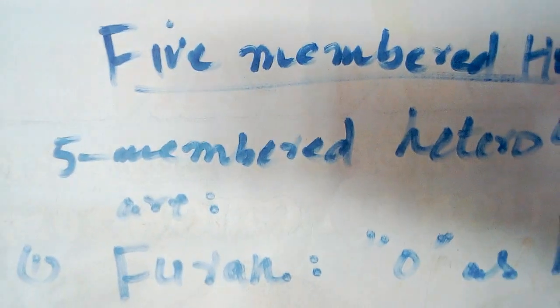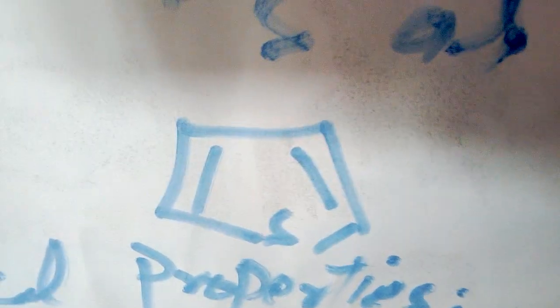There are different 5 member heterocyclic compounds that are given below. The first one is furane. Furane is a 5 member heterocyclic compound where oxygen acts as a heteroatom. You can see this. And pyrrole is also a 5 member heterocyclic where nitrogen acts as a heteroatom, and this is the example of pyrrole. Thiophene is a 5 member heterocyclic compound where sulfur acts as a heteroatom, and this is the structure of thiophene.